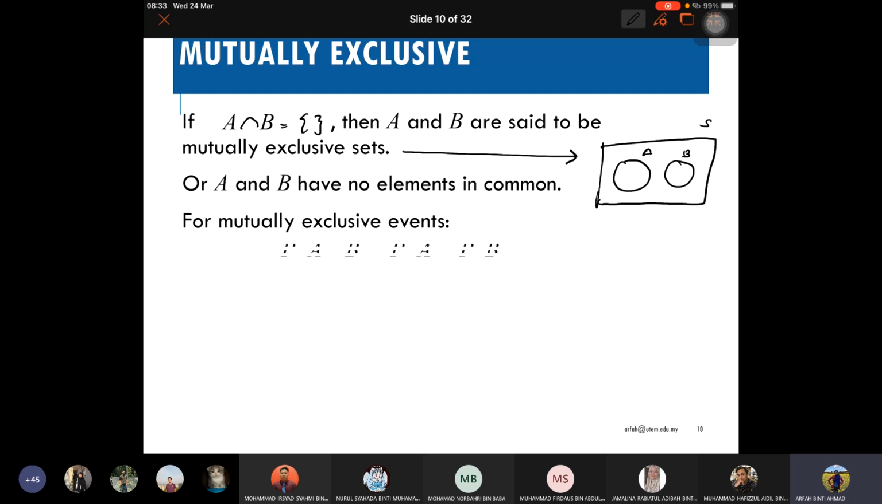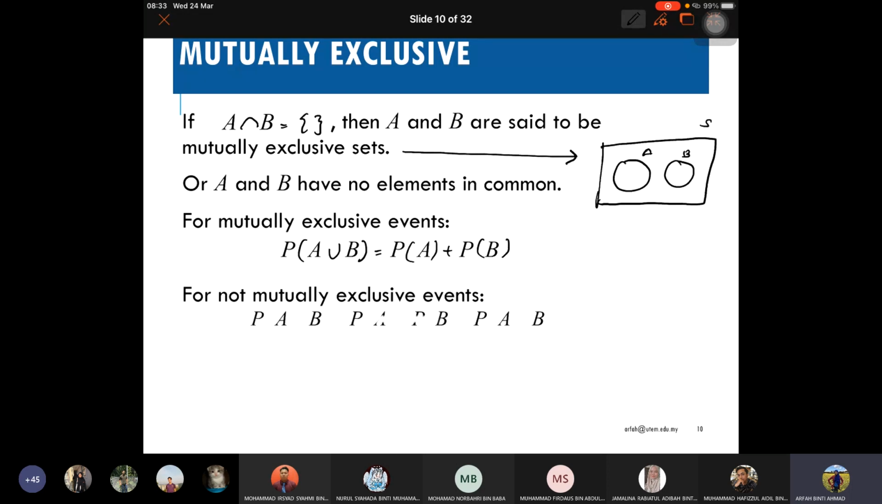And for mutually exclusive event, probability of A or B akan sama dengan probability of A plus probability of B. Ini kalau kita nak kira dia punya kebarangkalian. Okay. So for not mutually exclusive event, probability of A or B akan sama dengan probability of A plus probability of B minus probability of A and B. This is for the case if you have intersection of an event. So ada A and B here. That is why in order to calculate probability of A or B, we have to deduct the union of the event.